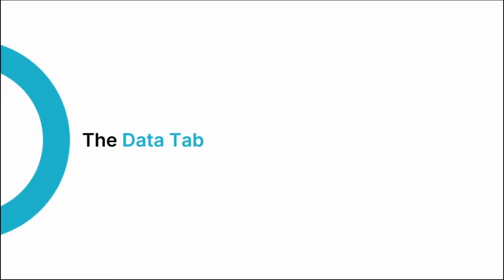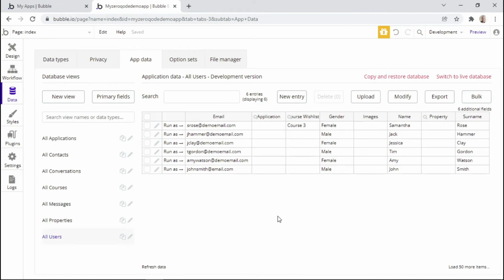So we'd now like to talk about the Data tab. The Data tab is where you configure your app's database. And the database is where all the information that's related to your app is stored. But it's important to know that there are different versions of your database. For example, there's a live database and there's a development database. By default, when you open your Bubble editor, you are always in the development environment.